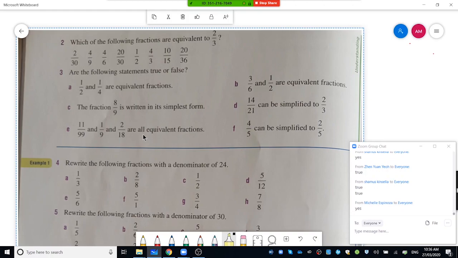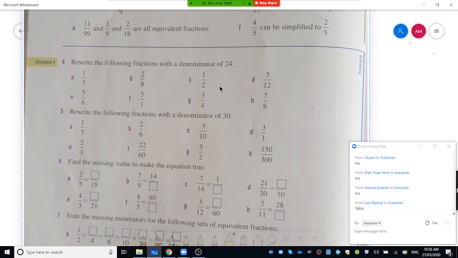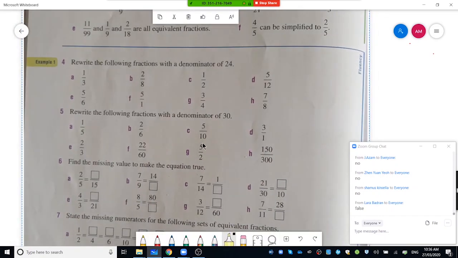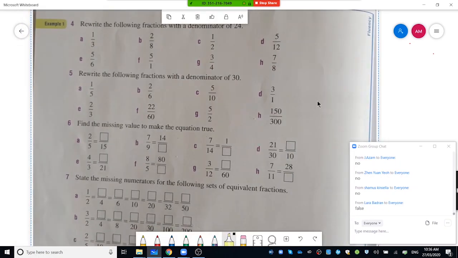Some of the students have already mentioned it. And F, can 4 over 5 be simplified to 2 over 5? No, it can't be. So it is false. Now this next thing is very interesting. Why do we do this? What we will learn now will help you to add and subtract fractions, which is the next part of today's lecture. So what we are going to do now will help us understand the next part.